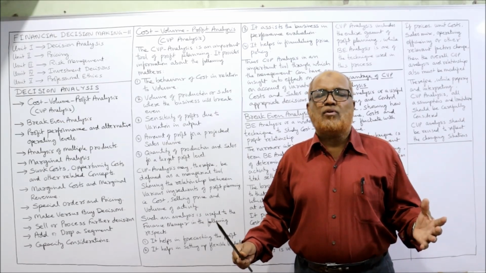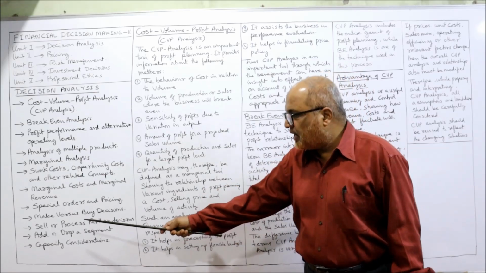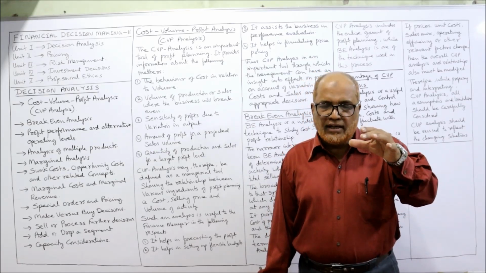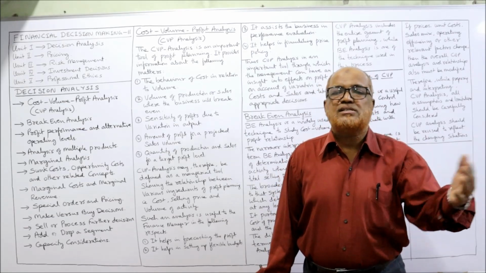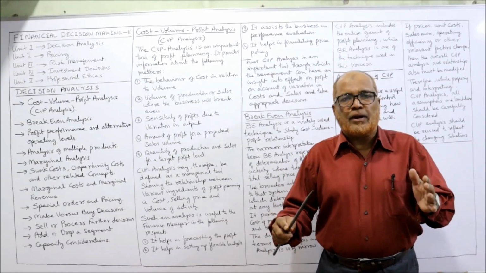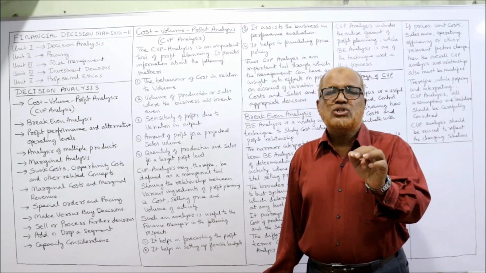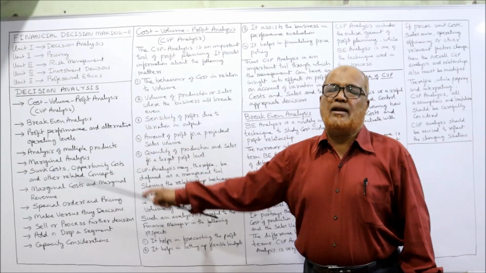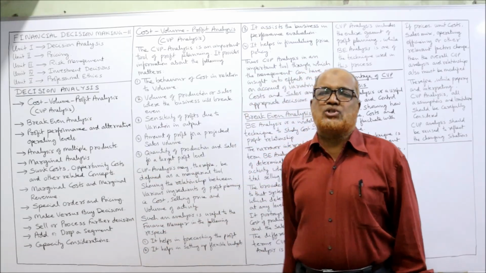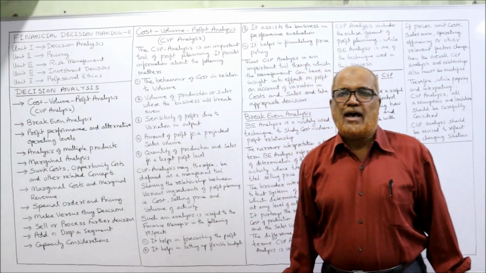Many a time the business is confronted with a situation where it has to decide whether to make it or buy it from outside. Similarly, sell or process further: should we sell the product at an intermediate stage, or should we further process and sell it? Similarly, add or drop a segment. A part or a product should be added or dropped. All these are managerial applications of CVP analysis. CVP analysis will be very helpful to management for taking this type of decisions. So these are the topics to be covered in unit number 1, decision analysis.